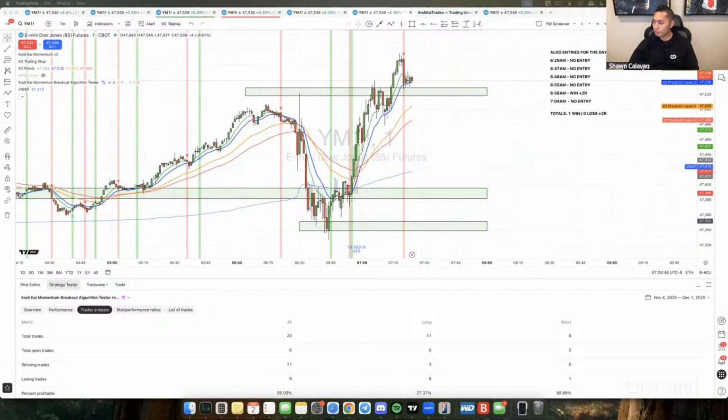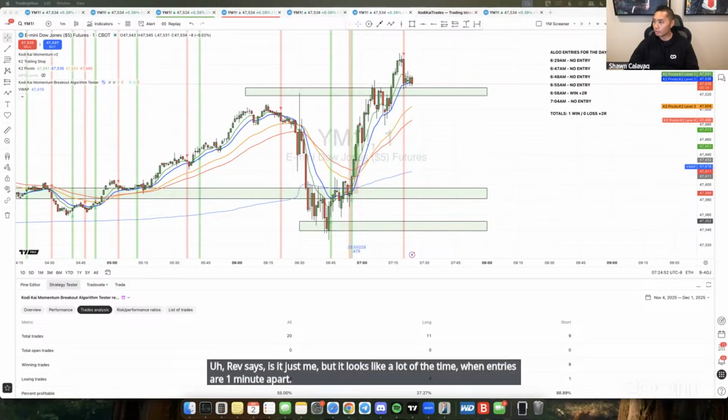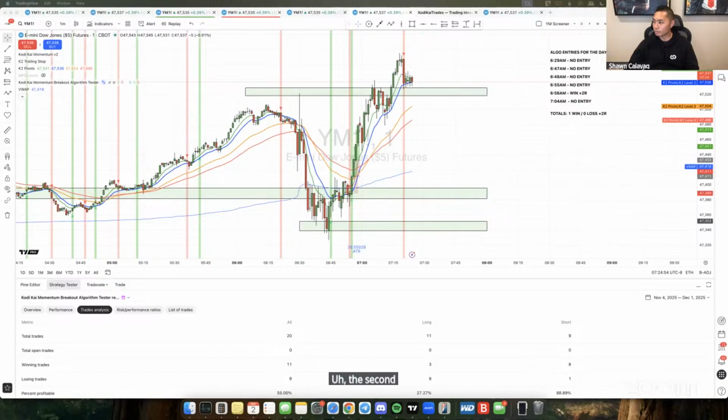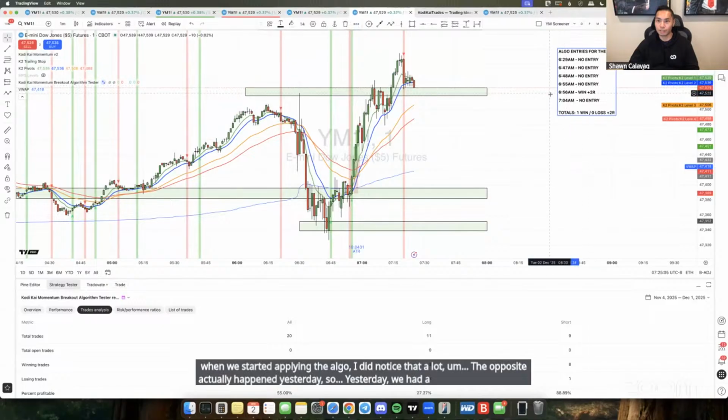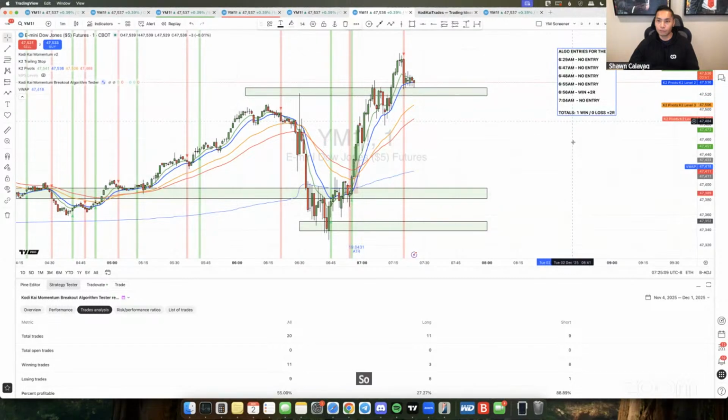Rev said, "Is it just me, but it looks like a lot of the time when entries are 1 minute apart, the second entry wins." Yeah, no, I've noticed that from the beginning. When we started applying the algo, I did notice that a lot. The opposite actually happened yesterday. Yesterday we had a 655 entry which hit, and a 656 loss, right? So I've noticed that before.